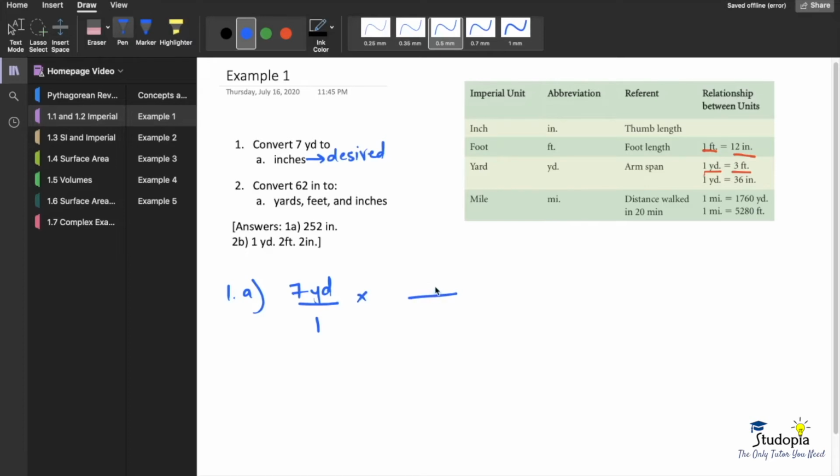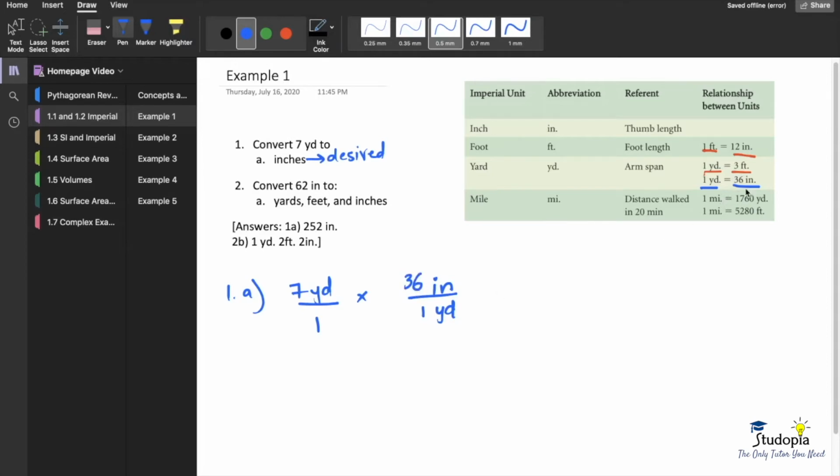It's inches. So the desired unit always goes in the numerator, and the unit that you're trying to get rid of, which in our case is yards, will go in the denominator so that we can cancel the numerator and the denominator, okay? So now what do we know from our conversion table here? We know that 1 yard is equal to 36 inches. So what is the number in front of yard? It's 1. So in front of yard, you write 1. And what is the number in front of inches? It's 36. So in front of inches, you write 36.